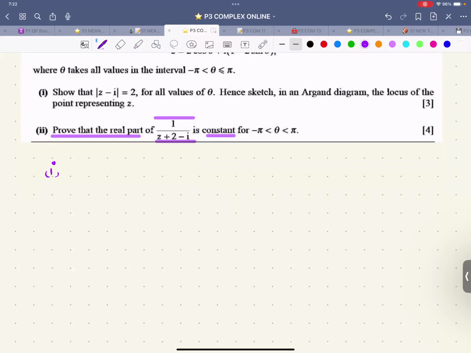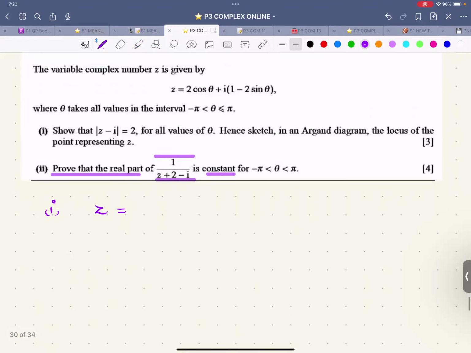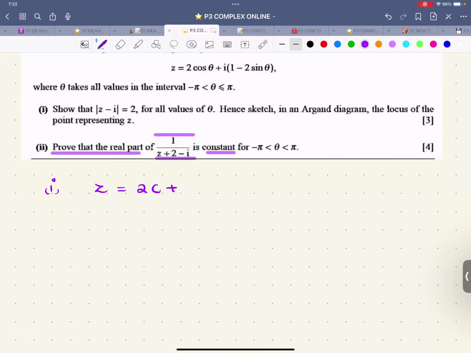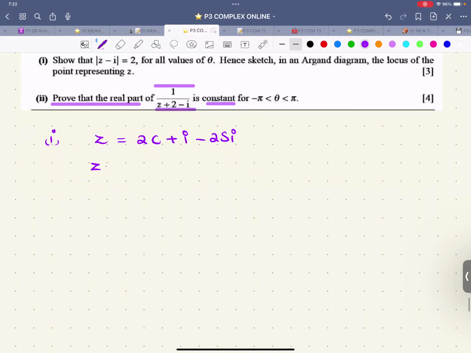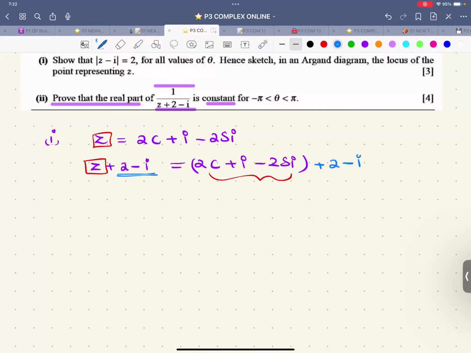First of all, we know that z is what? That is 2c plus i minus 2si. And now I want to add a 2 and then subtract an i. So this is 2c plus i minus 2si, put inside a bracket. And this is z over here. And then what do we add? We add plus 2 and minus i.